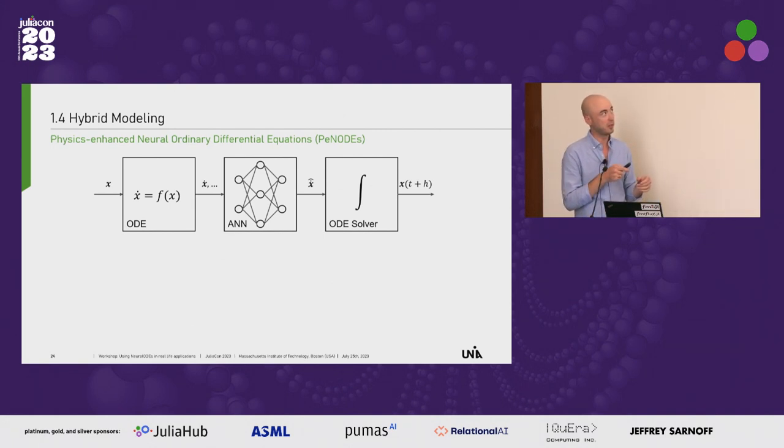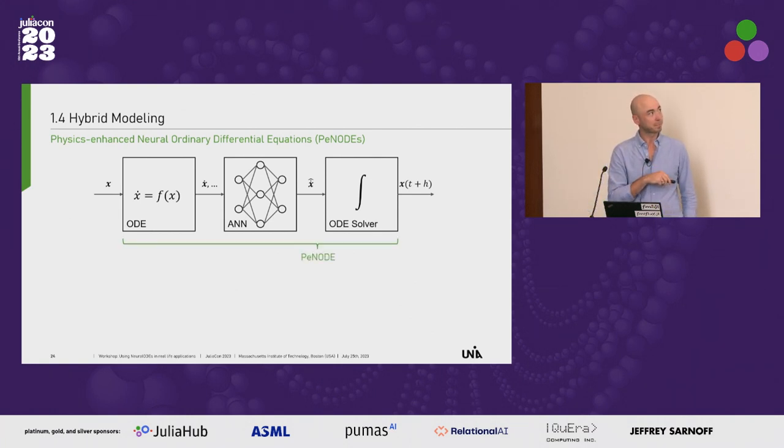So we have our ODE, some interconnecting signals here that could be state derivatives or state or any other signal that is computed by the ODE system, and finally the solver. There are different names for that topology, like hybrid neural ODE, or it's a subtype of universal differential equation, but we just call it straightforward physics enhanced neural ODE, or in short, the P-NODE.